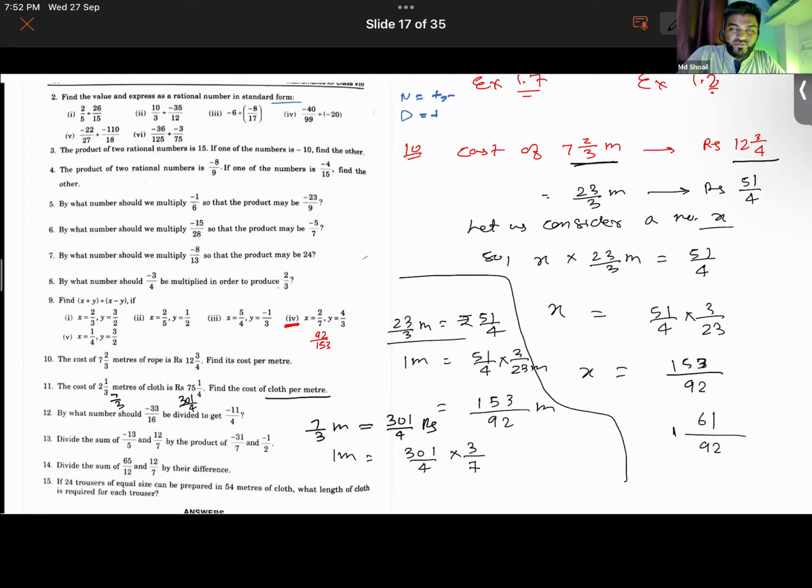Three upon seven. Right. Okay. So directly it can be solved also. In rough you can do it, but in exam you have to do it by considering the number x here.